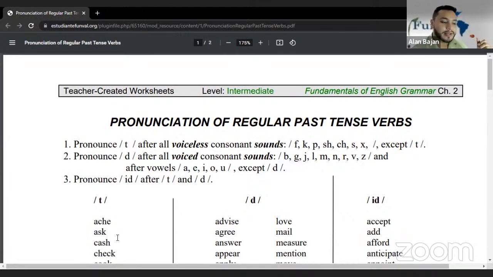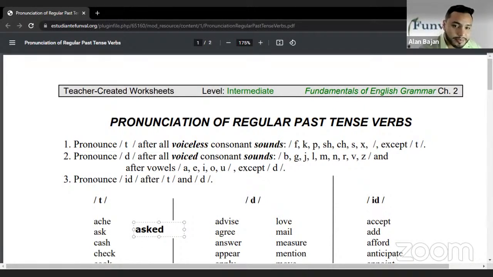Let's go with the next one. Ask. Repeat in your houses, ask. What of these sounds do you consider is the last sound of the verb ask? Okay. K. Very good. So in past tense is not asked. I asked a question, teacher, yesterday, but you didn't answer me. No, no, no. It's asked. Repeat, asked.